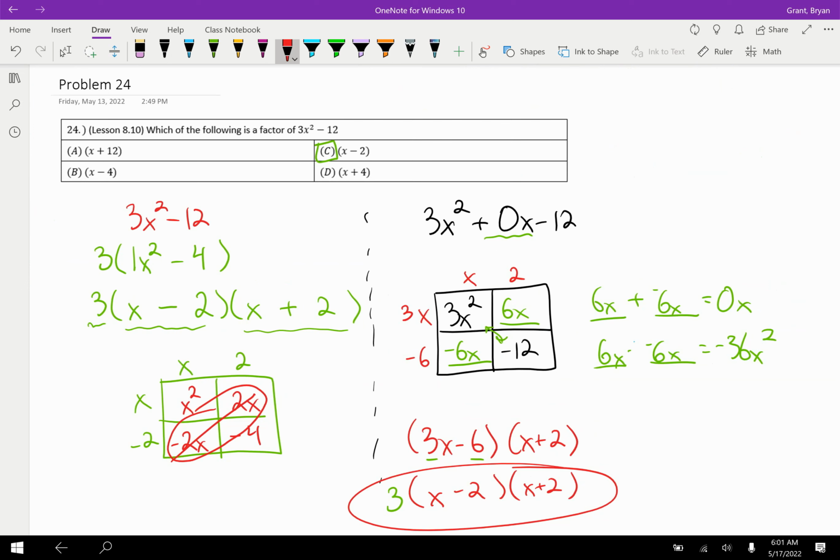So hopefully this was a nice quick run through. Recognizing a common factor in a difference of squares is the fastest way to do it, but if you don't, the box method still works. Just don't forget to take out any common factors that occur at the end.